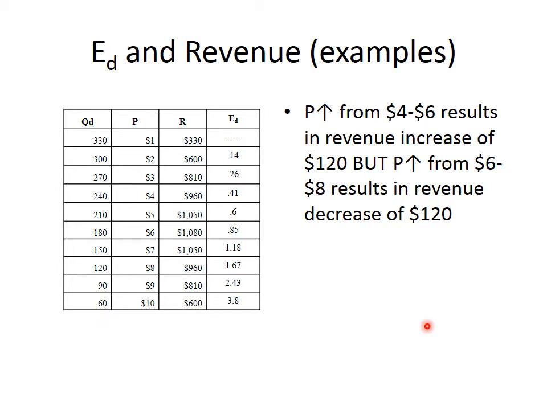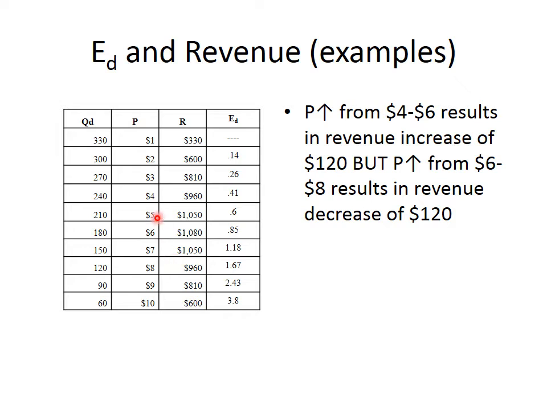Okay, and this is an example of this. We just talked about the total revenue test. What do we notice here? We want to make an explanation as to why this is the case, just to reiterate the point. This is the table that we've been working with. These are the price elasticity coefficients that we calculated earlier.